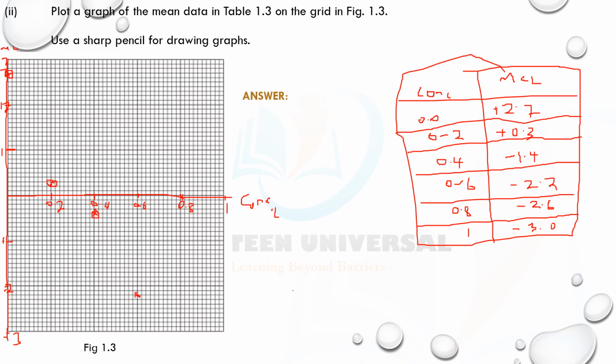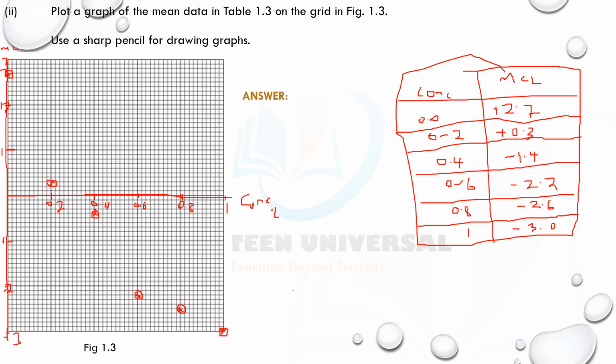So I hope you're plotting. Then 0.8 and minus 2.6, 2.6 should be somewhere here, right? And then 1 and 3. So once you are plotted, you have to join all the values.